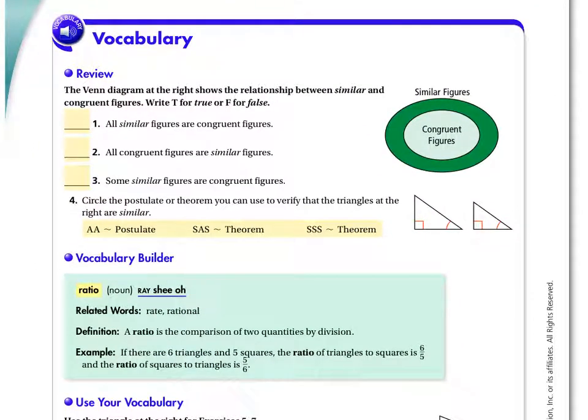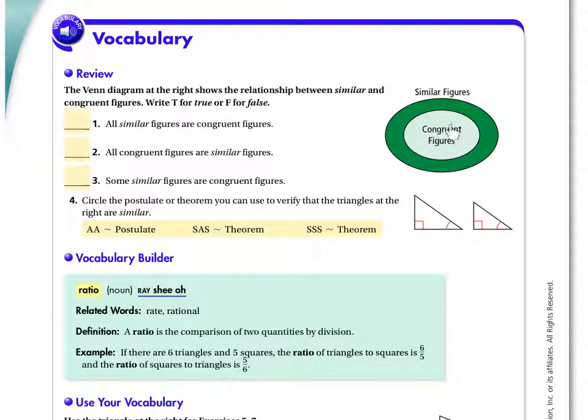The Venn diagram at the right shows a relationship between similar and congruent figures. In other words, what it's saying to you is that all congruent figures are similar. But are all similar figures congruent? No, because these are the similar figures here in this dark green that are not congruent.